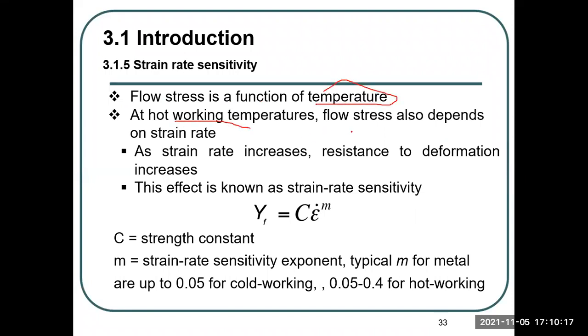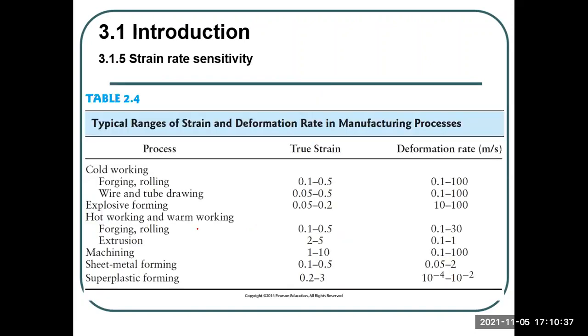So at the hot working temperature, flow stress depends on the strain rate. As strain rate increases, resistance to deformation increases. This is what we call strain rate sensitivity. We already gave you one example in the tutorials, right? The strain is constant, and this is the strain rate. It's related to the exponent. So this one is not needed.